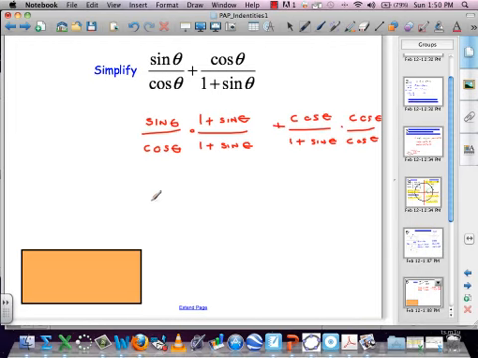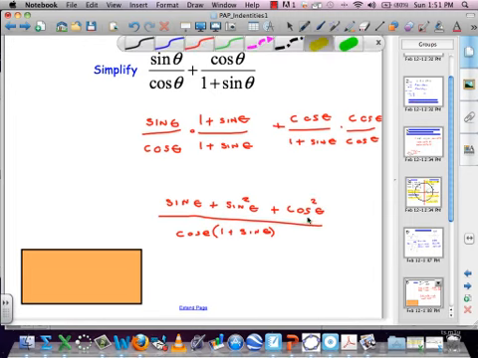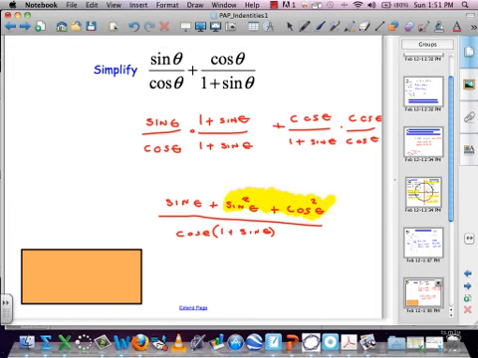We know the denominator is going to be cosine theta times 1 plus sine theta. If you want to multiply it out, fine, but it's sometimes convenient to leave it factored because things may cancel. So we'll see. The numerator is sine theta plus sine squared theta plus cosine squared theta. That's our new fraction. Hopefully you're already saying, hey, sine squared plus cosine squared, that's an identity. Yes, it is. That's equal to 1, and that's what you want to use it for here, to make those two terms go away and replace them with the 1.